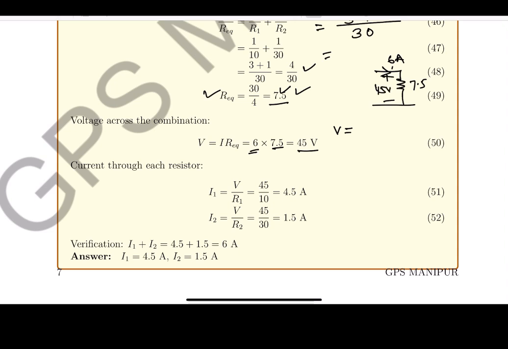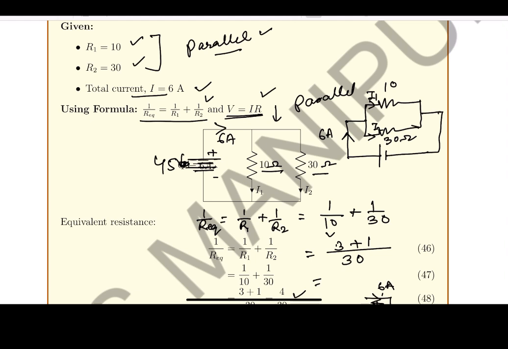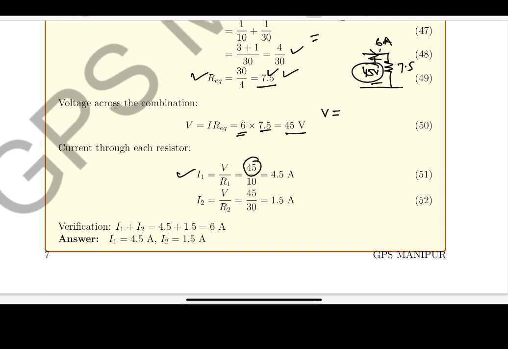Okay. Now 45 volt. Now I need to find out the current through each resistor. I got the voltage, right? 45 volt. Now take this voltage, 45 volt. Now take voltage divided by resistors. 45 divided by 10, 4.5. 45 divided by 30, it will be 1.5. Okay. Similarly like this. So I1 is equal to voltage divided by R1, 4.5. I2, 45 divided by 30, 1.5.